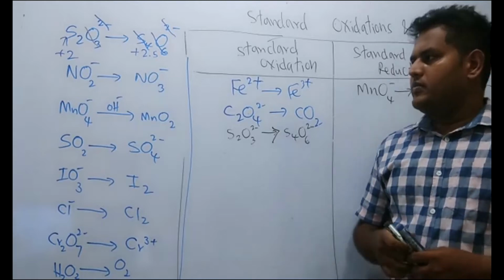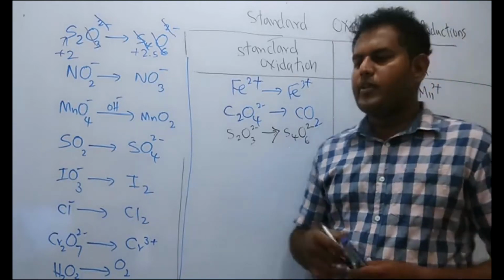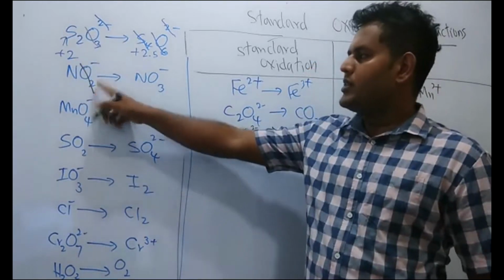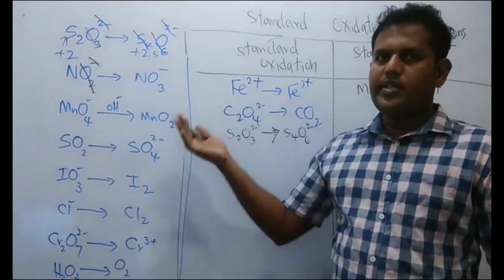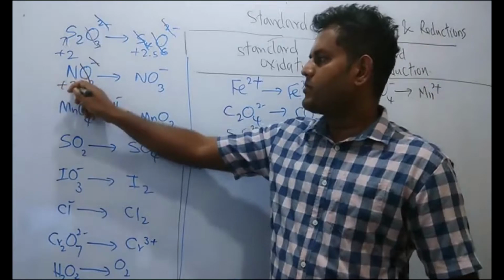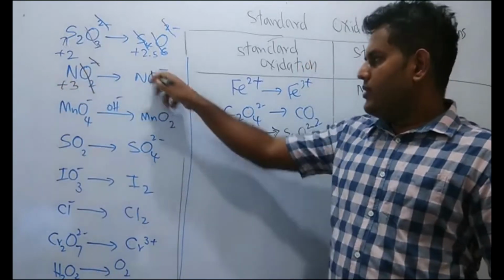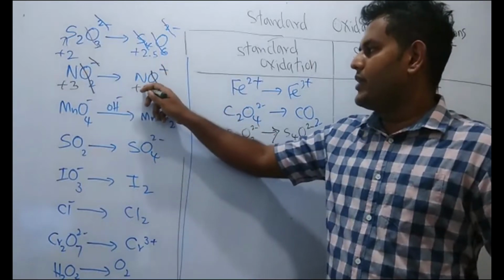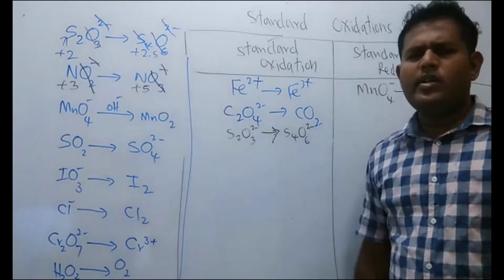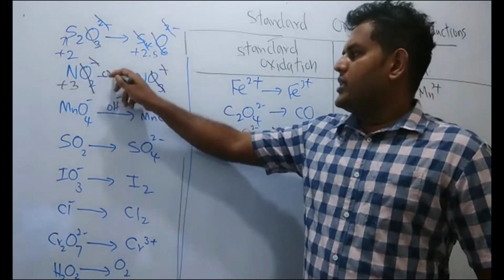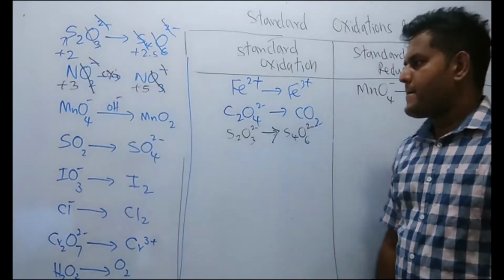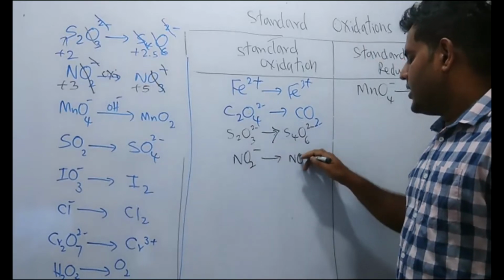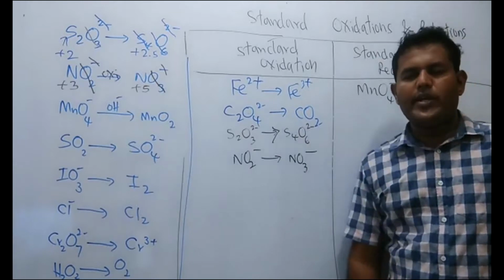Next one, NO2- to NO3-. What is the oxidation number? One oxygen is -2, 2 oxygens, -2 times 2 is -4. Then with the charge, the opposite gives +3. And for this one, -2 times 3 is -6, less the charge, -5. And this nitrogen is +5. So +3 to +5, it's an oxidation. So you write it here: NO2- to NO3- is an oxidation. It's very important to understand like this.